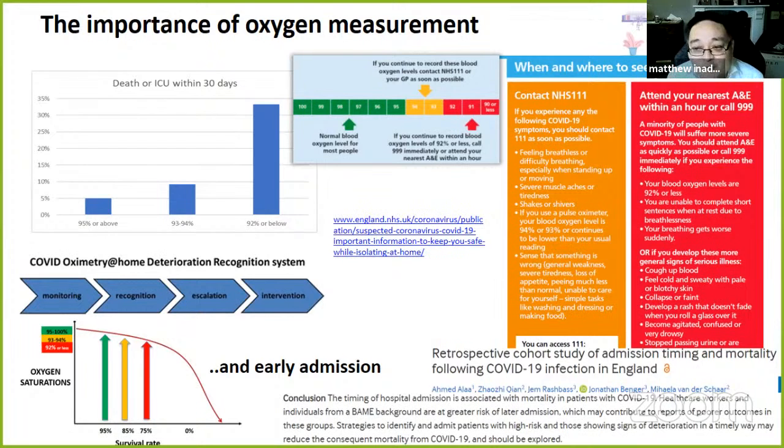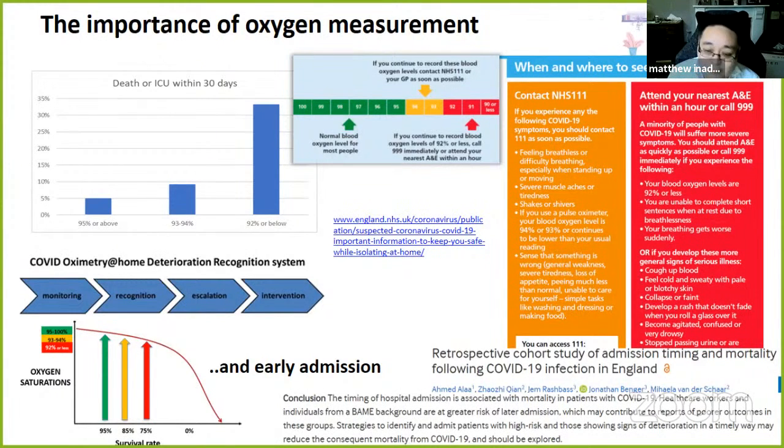Now, baseline is really important here because not everyone is normal. And knowing that baseline is particularly important if you have chronic respiratory disease. So knowledge of that, documentation of that in GP records, but also empowering patients to tell them what their oxygen levels are is really, really critical.